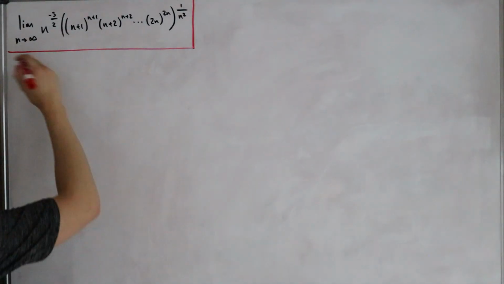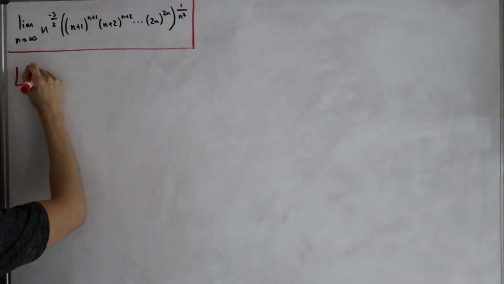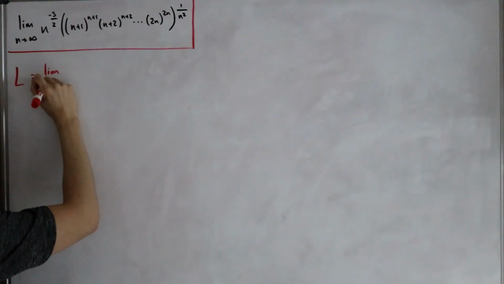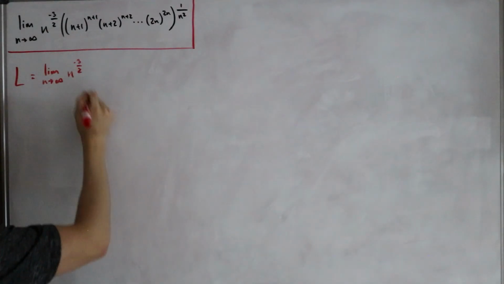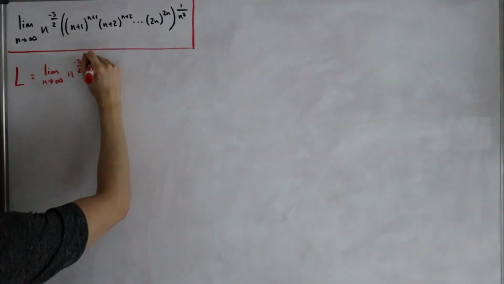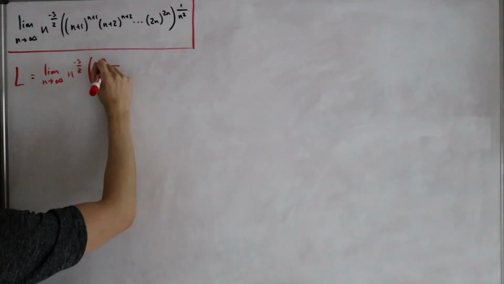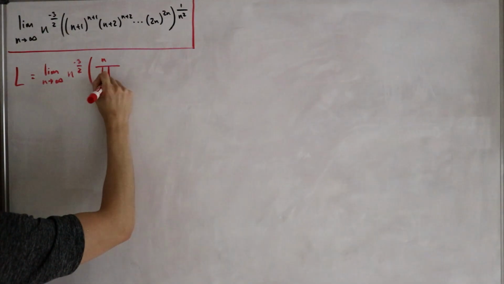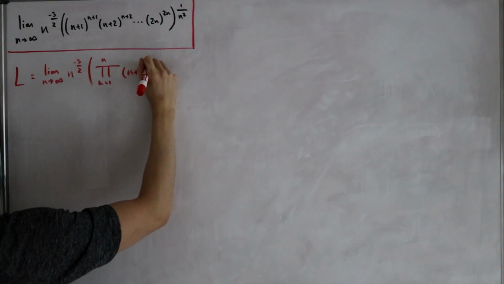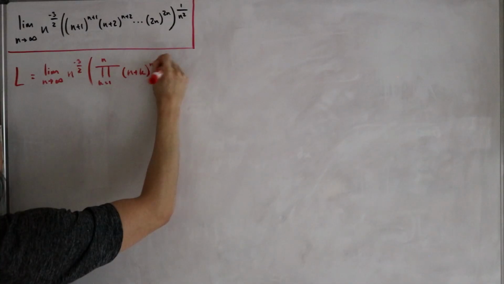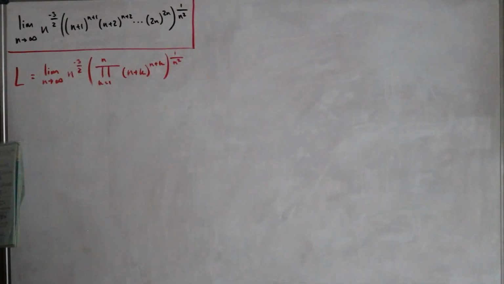It's worth noting that our series here, let me just call this L. If you rewrite this, it is the limit as n approaches infinity of n to the power -3/2 times a product series. This can be written as the product from k equals 1 to n of (n+k) to the power n+k, and then close that off, with 1 divided by n squared as the exponent.